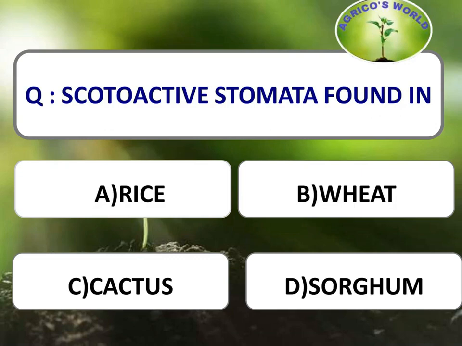Scotoactive stomata is found in which of the following crops? Scotoactive stomata is that type of stomata which usually opens during the night time. That is usually found in CAM plants. So the answer is cactus.